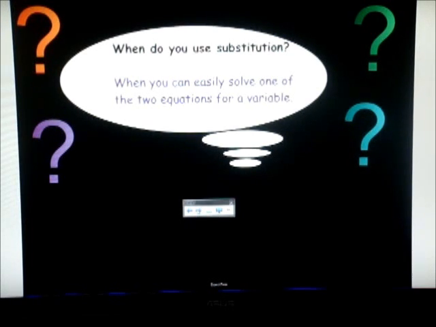Now, with systems, you can have one solution, no solutions, or infinite solutions. My goal through this week is not to worry about the no solutions and the infinite solutions. I want to look at the one solutions in terms of real-life problems and word problem applications.